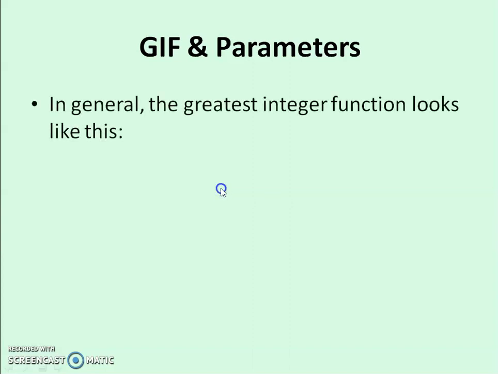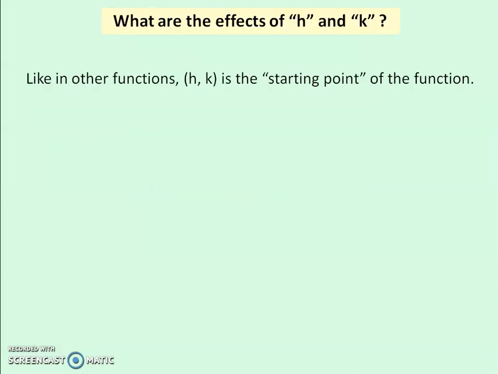This is a video lesson on the greatest integer function and its parameters. Generally, a greatest integer function looks like this. It has parameters a, b, h, and k. And in this video, I'll show you what each one does to the appearance of the graph, and I'll show you a few examples of how to graph a greatest integer function given its rule.